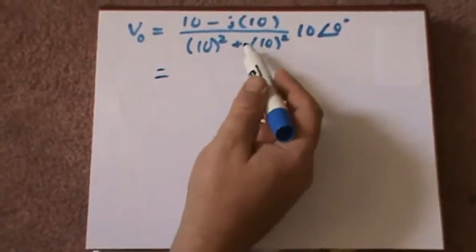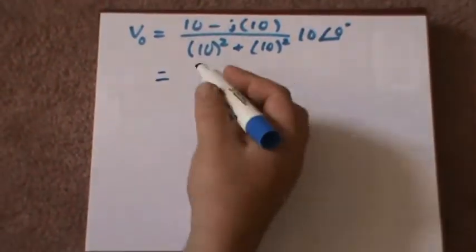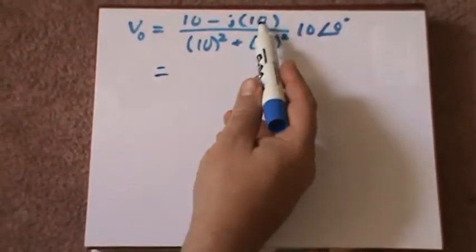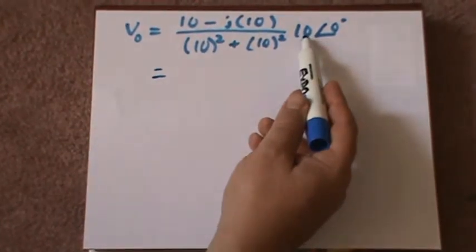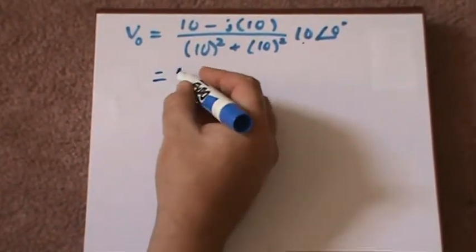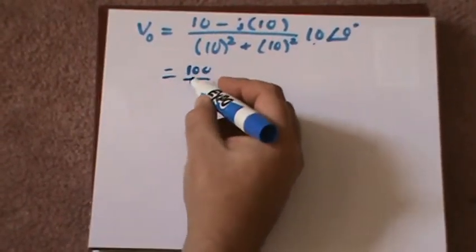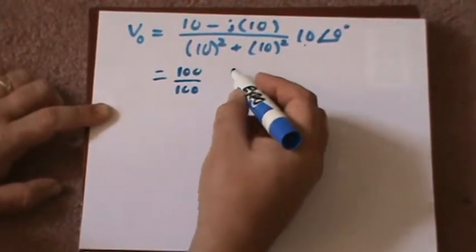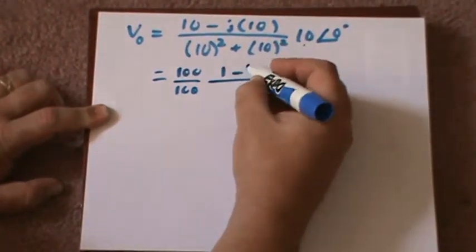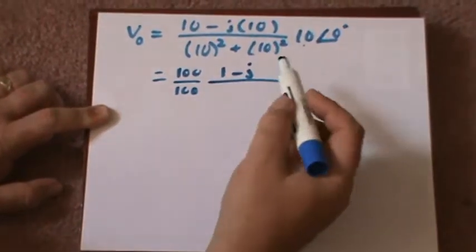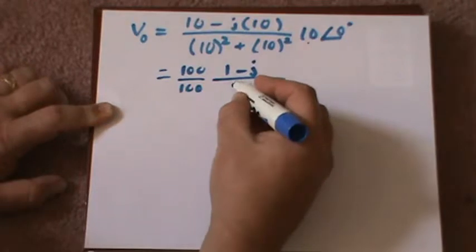All right, so looking at this, we've got lots of 10s throughout here. That was deliberate. So we've got a 10 on top on each of these. I can pull that out. I've got a 10 here, so on top I've got a 100. I got a 10 squared, a 10 squared. Pull that out, that's 100 on the bottom. And then on top, I pulled the 10 out, so I still have 1 minus j. I pulled the hundreds out on the bottom, so I still have 1 plus 1, so that gives me 2.